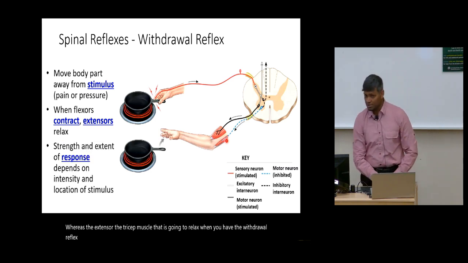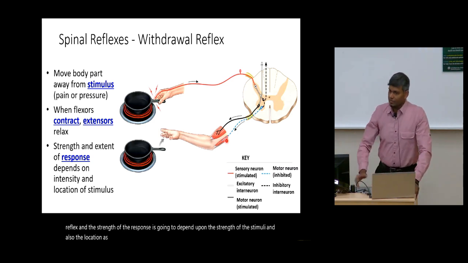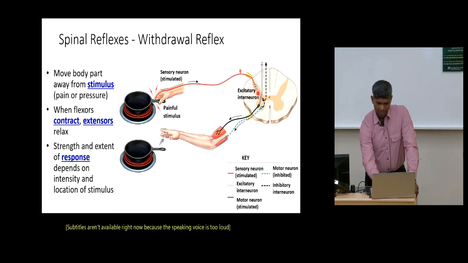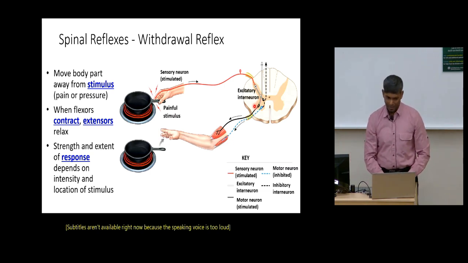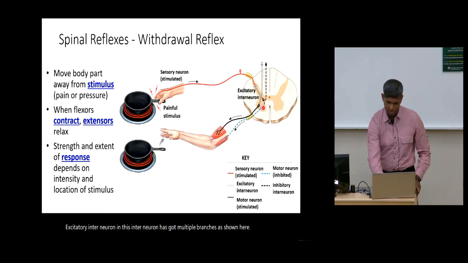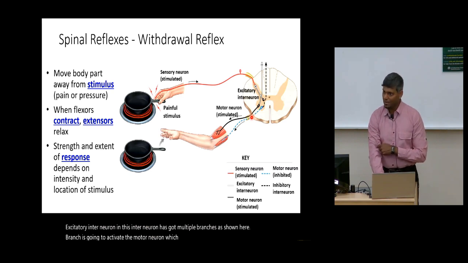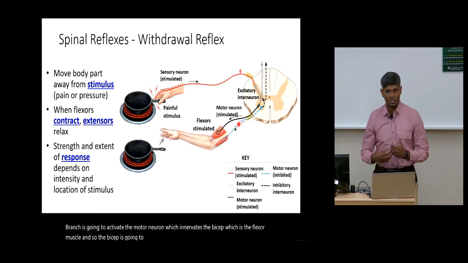And the strength of the response is going to depend upon the strength of the stimulus and also the location as well. So let's see how this takes place. The painful stimulus is going to activate the sensory neuron shown here in red. This is going to send signals all the way to the excitatory interneuron, and this interneuron has multiple branches as shown here. One branch is going to activate the motor neuron, which innervates the biceps, the flexor muscle, and so the biceps is going to be stimulated to flex.